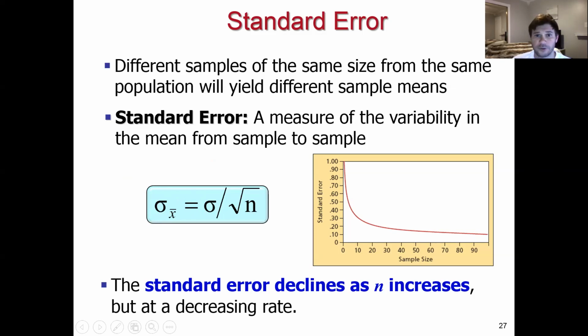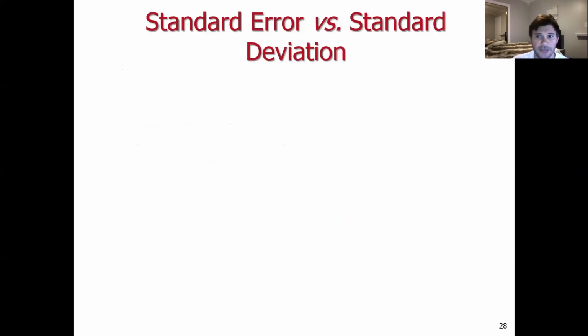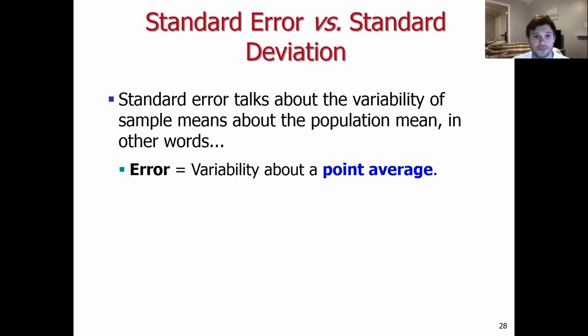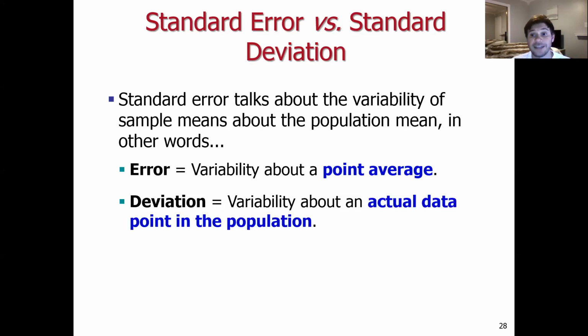So to clarify the difference between these two, again, the standard error really talks about the variability of sample means relative to that population mean, right? Every time we resample different samples, that sample mean has a little bit of noise implied in it. So this is variability about the point average here. The standard deviation, on the other hand, is measuring the variability about an actual data point, about an actual element from the population, okay, not from the sample.